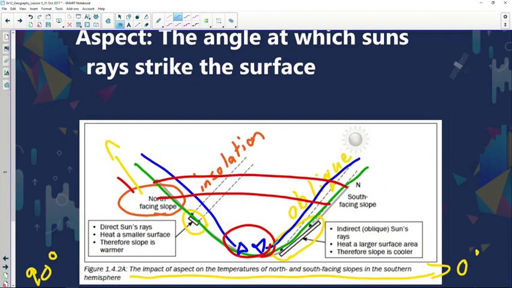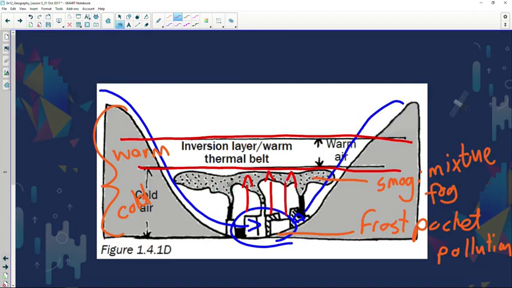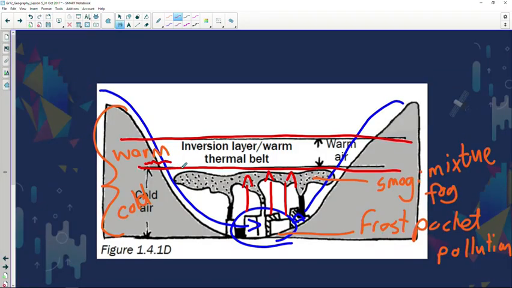Now, another reason for the settlement taking place up the slopes rather than down the slopes, if we look at the previous slide, is because of the smog that's being created. Now, smog is a mixture of pollution and fog. If we live in this area over there, we won't be affected by the smog that's been trapped below the inversion layer.